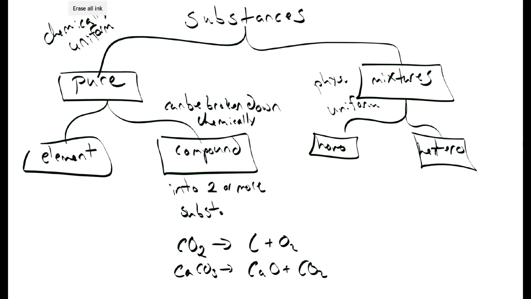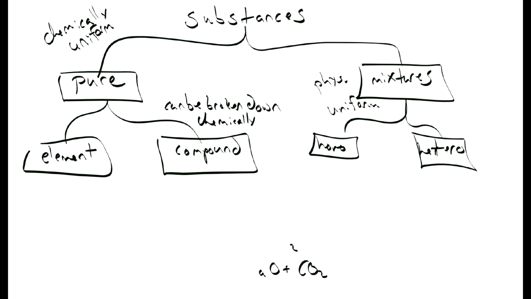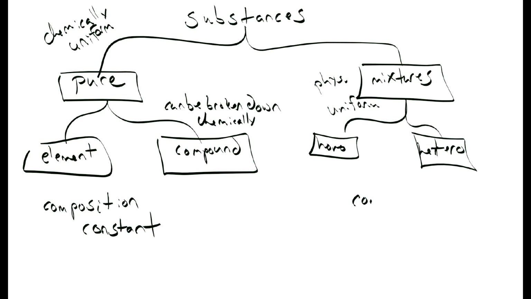And one last thing to note, another difference between pure and the mixtures is that the composition of a pure substance is constant. Pure oxygen is always pure oxygen. Pure carbon dioxide is always going to be 1 part carbon to 2 parts oxygen, and so on. You cannot alter the composition of a pure substance. But for a mixture, the composition is variable.